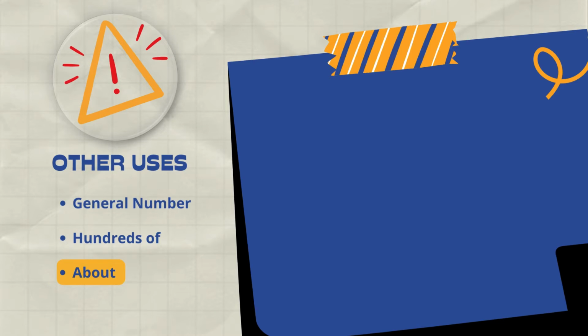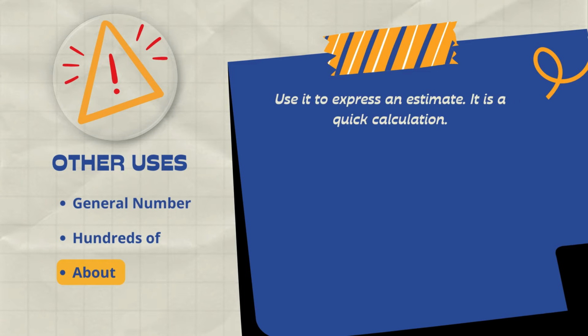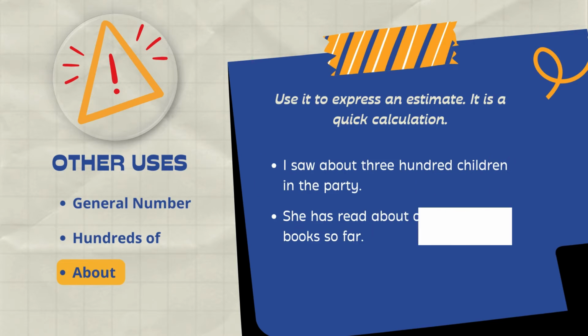Finally, we have about. In this case, we use about and a number expressing hundreds. For example, 100 or 300, or even 110s like 650 or 880. The preposition about is to express a quick calculation. I saw about 300 children in a party.